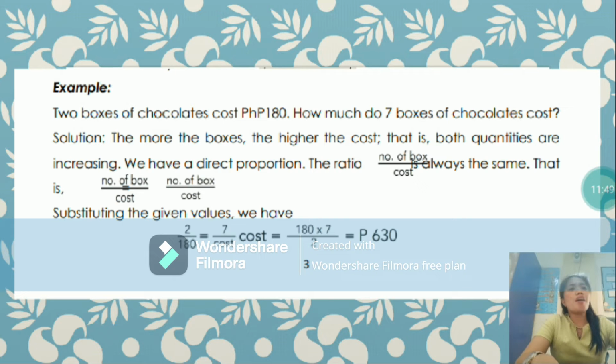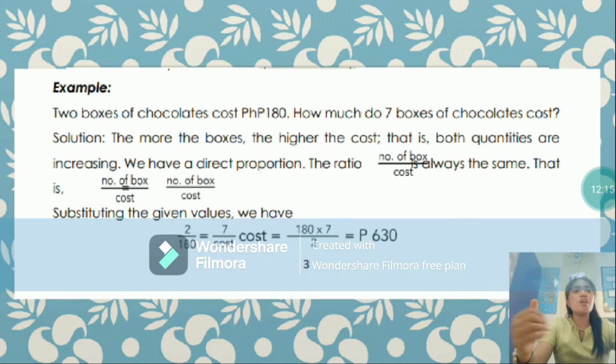So, for instance, 2 boxes of chocolates cost 180 pesos. How much do 7 boxes of chocolates cost? We have here the solution. The more the boxes, the higher the cost. That is, both quantities are increasing. So we have a direct proportion here.